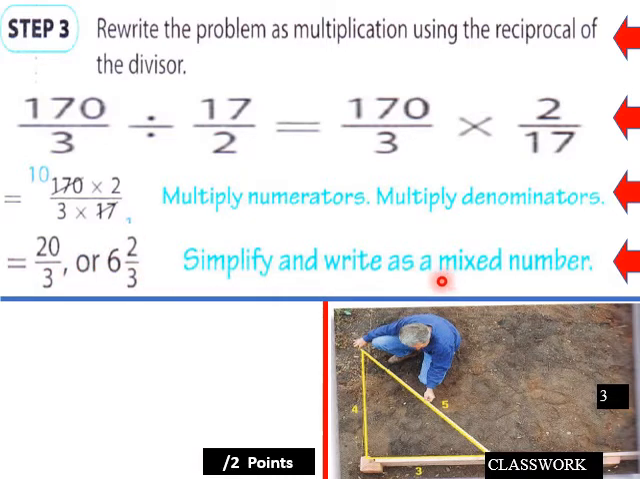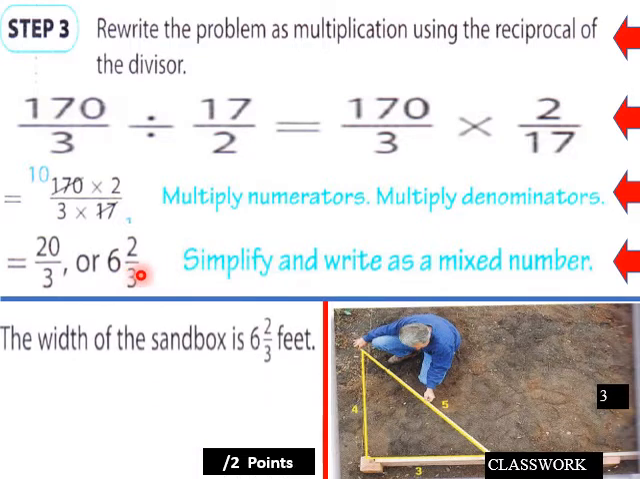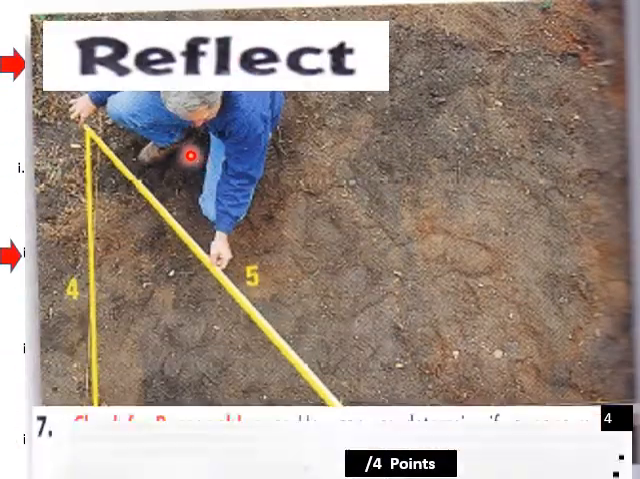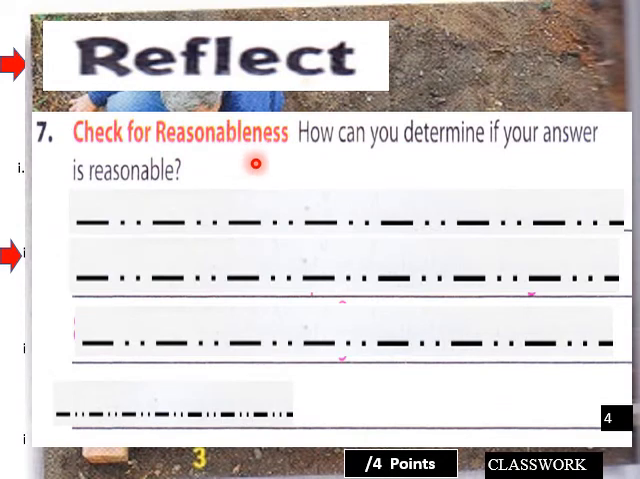Simplify and write as a mixed number. So there's our dimension there. The width of the sandbox is 6 2/3 feet. So let's think about what we've done here. Check for reasonableness. How can you determine if your answer is reasonable? For example, the last result, the last example. Does that answer really sound right to you?